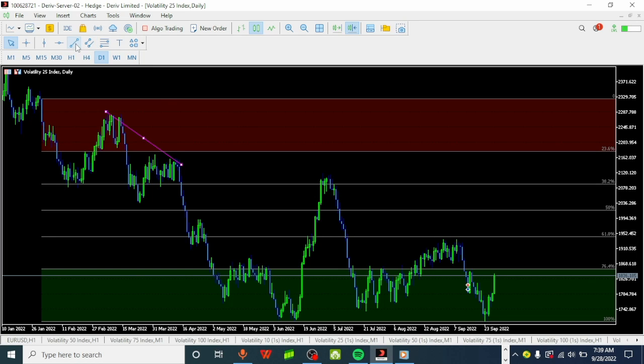We always sell whenever price is in the supply zone, and we've got our demand zone in this green zone here. We always sell whenever price is in the supply, which is the red zone, and we always buy whenever price is in the green zone.